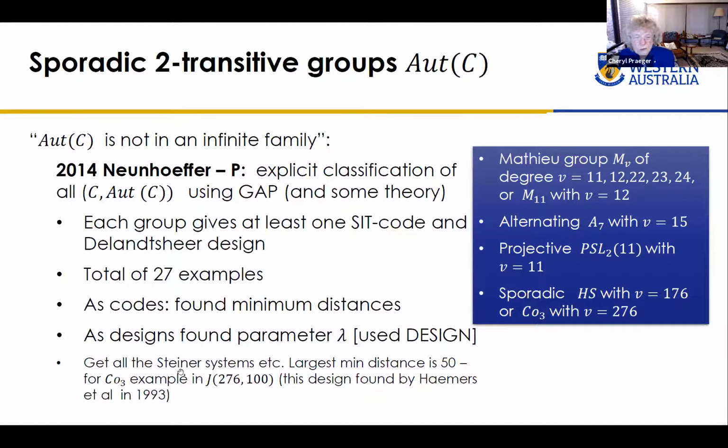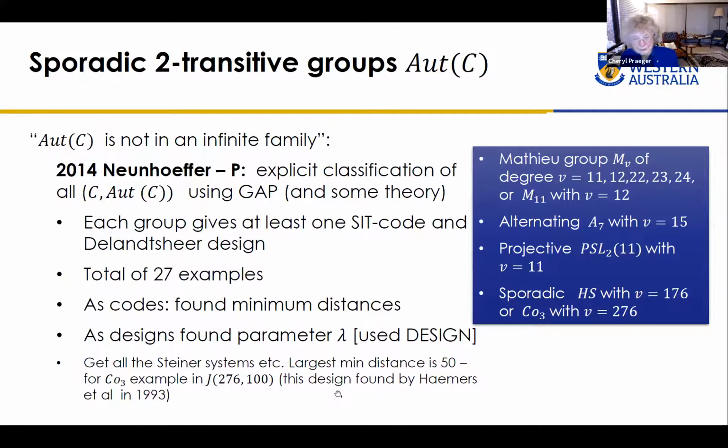Of course, we get all the usual suspects, all the Steiner systems, and I'm not going to give you the full list of 27, you can look it up in my paper later, but the largest minimum distance is 50. And that occurs for an example from Conway 3. So it's acting two transitively on 276 points. And it's an example where the blocks have got size 100 in the design setting. And this Delsarte design was actually found by William Haemers and colleagues back in 1993.